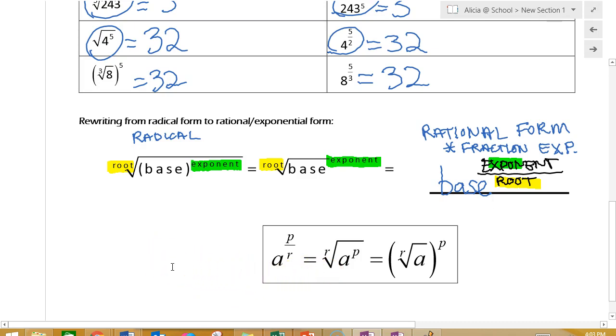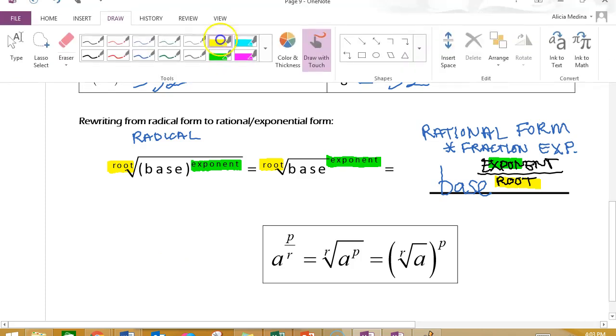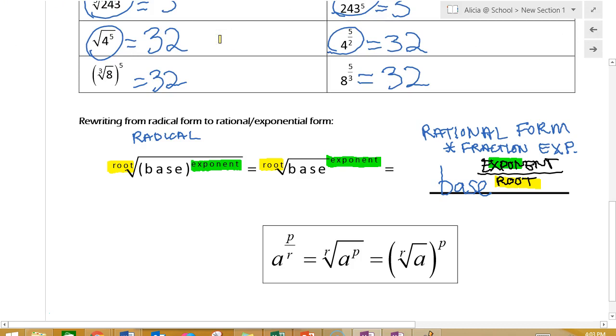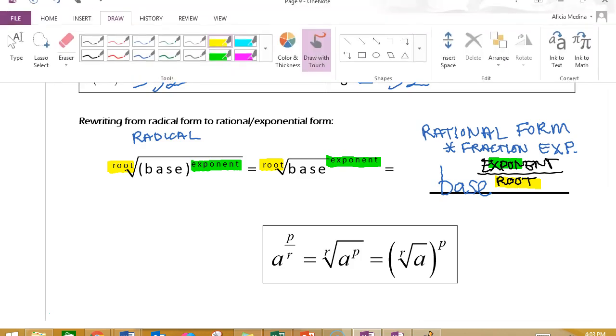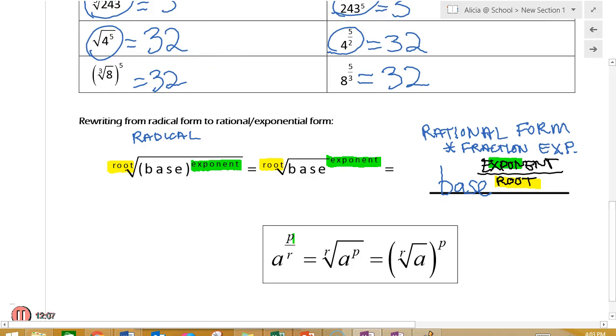Same thing when you have something that is already in rational form, and you want to go back to radical. That exponent is what remains as the exponent all the way as you're converting. And the denominator of your exponent is what is your root or index number. And notice the base stays the same, right? We have that A in all of that example towards the bottom.